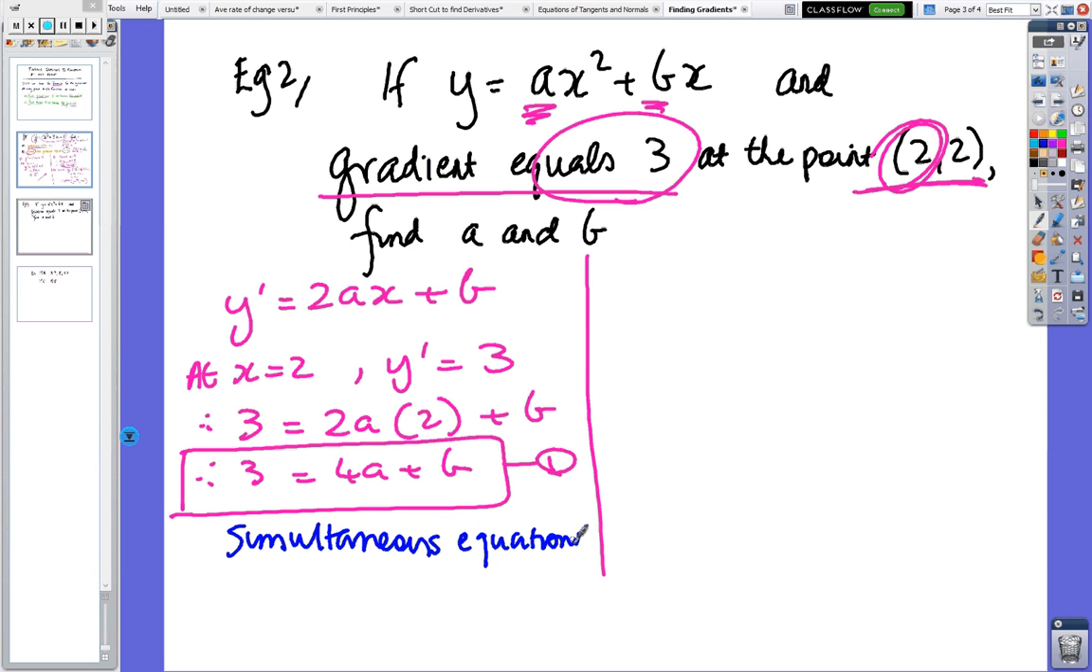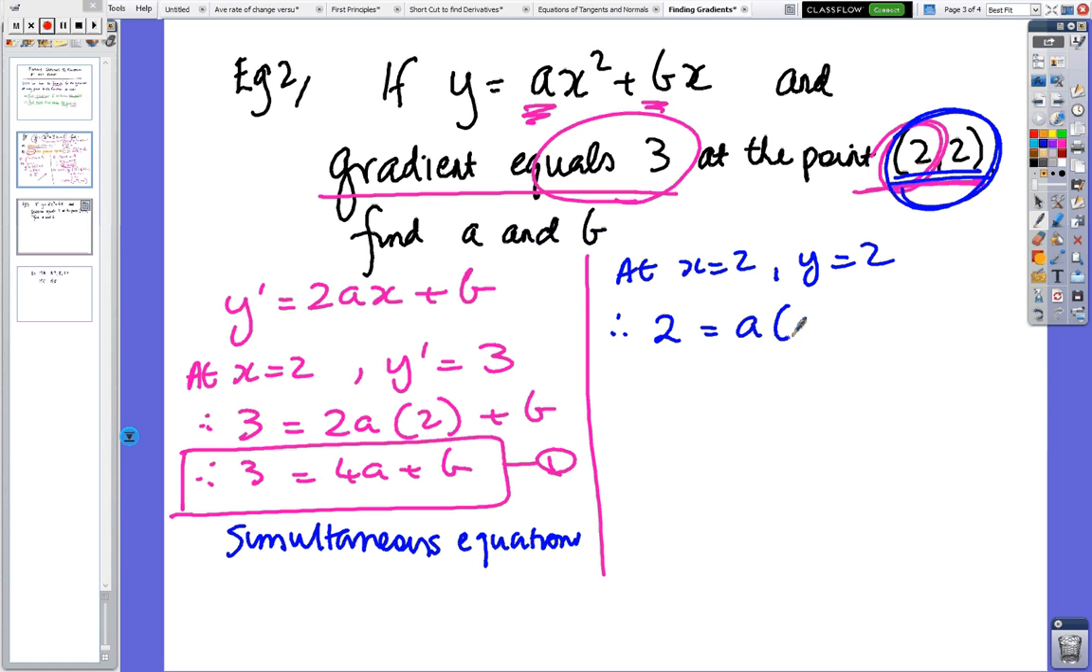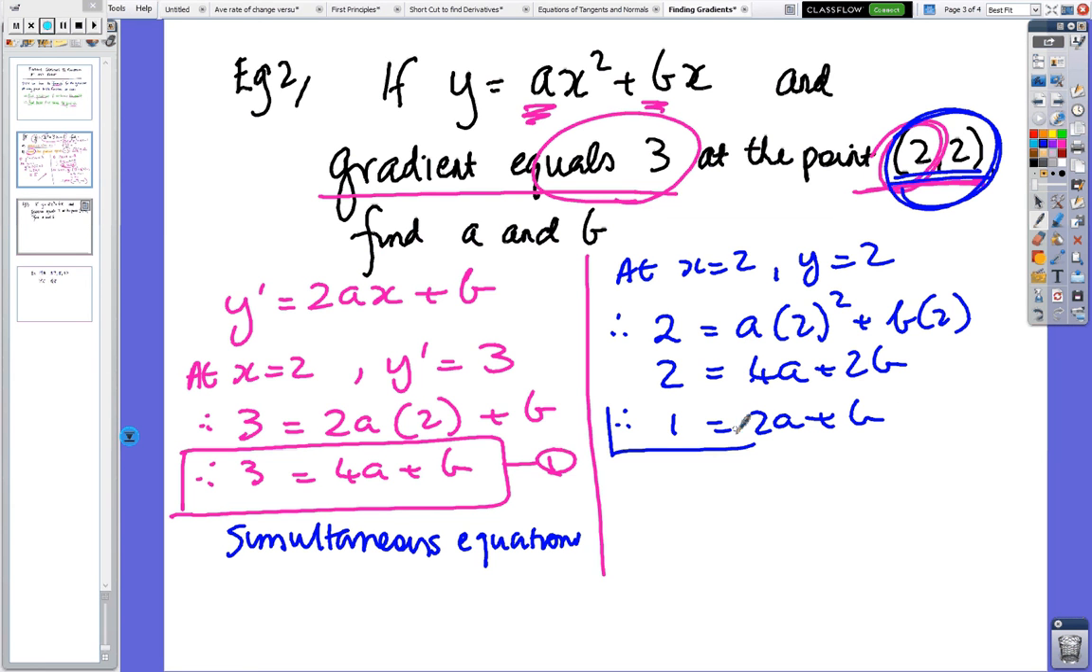So we need a second equation, and the second equation comes from the point (2, 2). So at x equals 2, y equals 2, because that's the point. So we go back to the original function. So we've got 2 equals a times 2 squared plus b times 2 equals 4a plus 2b. And we could leave it like that, but all these numbers have a 2 in them. So we've got 1 equals 2a plus b, and that's equation number 2.